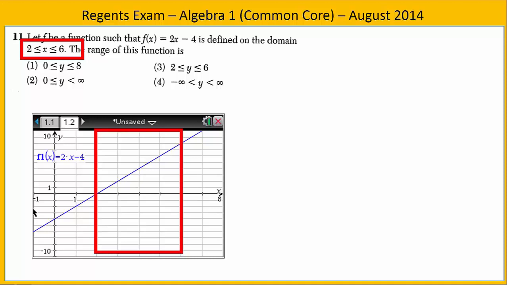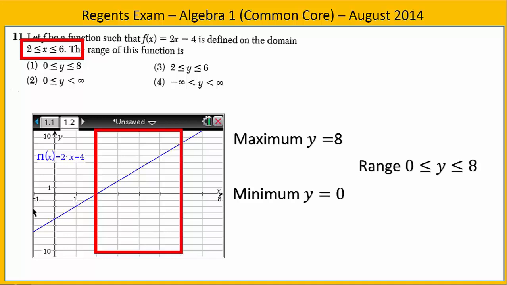Range is the outputs, low to high. If we look at the region in the red box, that's the domain from 2 to 6, notice the lowest y value, the lowest output, is 0, and the highest output is 8. That means that our range is from 0 to 8. We include 0 and we include 8 because those are the values at x equals 2 and x equals 6, and those x values are included in the domain. So the range is from 0 to 8. We can write that either using inequalities or using interval notation. Choice 1 is the answer.